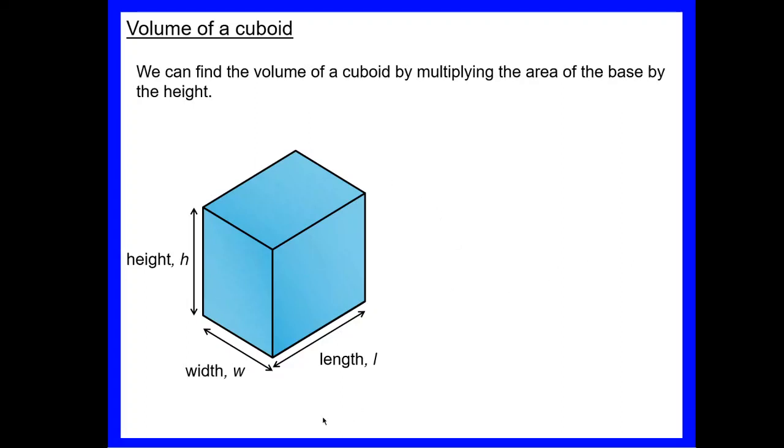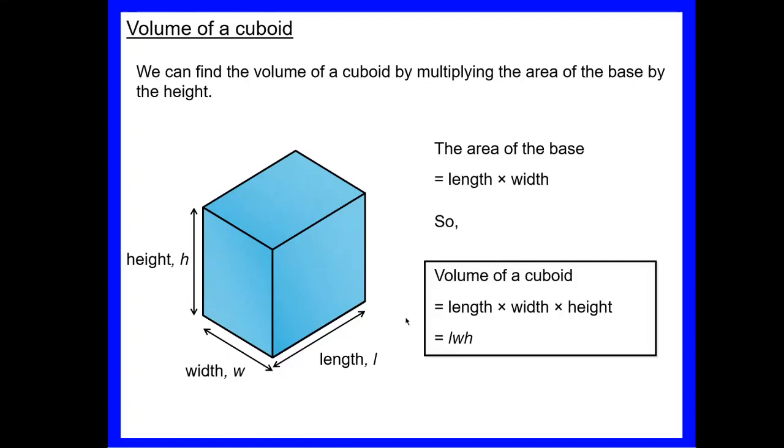Now to find the volume of a cuboid, we can do the length times the width times the height. It's the area of the base, which is the length times the width, and we multiply that by the height. Okay, so length times width times height, or sometimes you'll see it as length times width times depth, depending which way round, but it's all 3 different directions multiplied together that give us the volume of a cuboid.